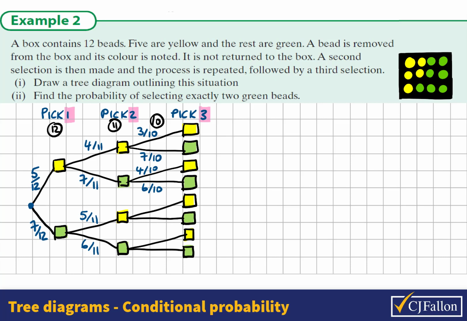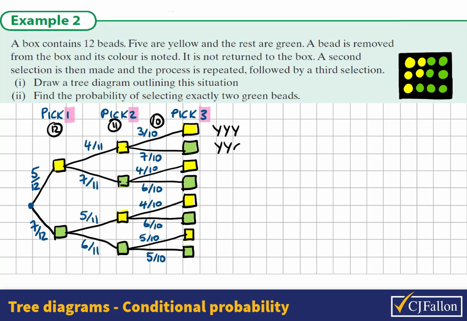The probability of getting a yellow, having picked a green and a yellow already, would be 4 out of 10 because there's 4 yellows left out of the 10, and 6 out of 10 for the greens. And lastly, the probability of getting a yellow, having picked 2 greens, well, there's 5 of the yellows left, or a green, having picked 2 greens, there's 5 of the yellows left. It's worth noting at each pair of branches like this, 6 over 10 and 4 out of 10, it adds up to 1, so 10 out of 10 is the total here. So this is true for any pair of branches. So here 4 out of 11 and 7 out of 11 add up to 11 out of 11. So that's one way of checking that you've done the branches correctly.